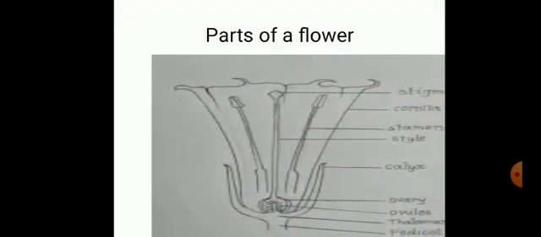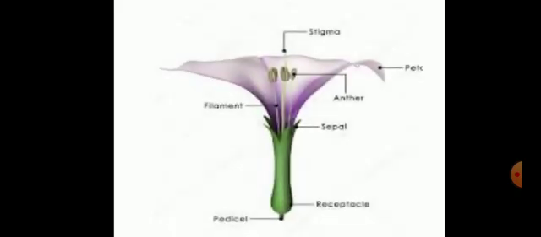Students, look at this figure. This is the structure of the LS of the flower. The outermost part of the flower is called sepals. The innermost part is the petals, the third circle is the stamen, and the fourth is the pistil. The outermost part appears green in color, so those are the sepals. Petals are in different colors in different flowers. In the third circle there are stamens, and in the fourth circle there is a pistil.